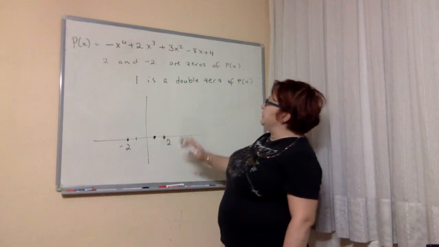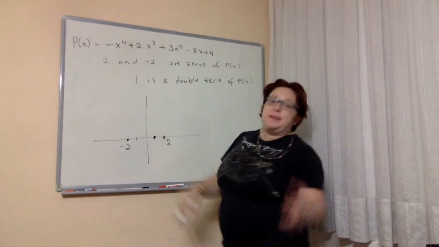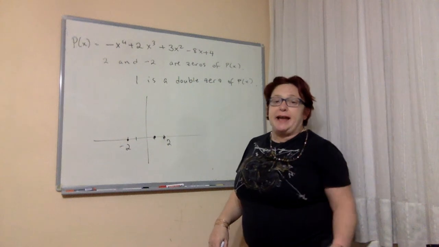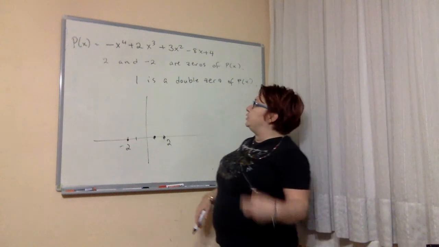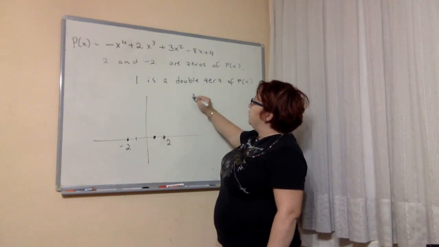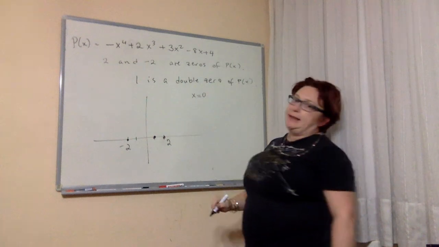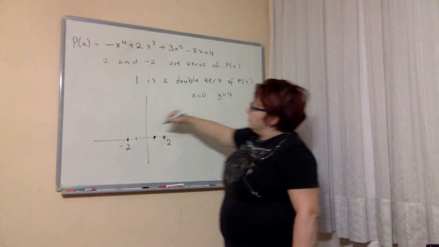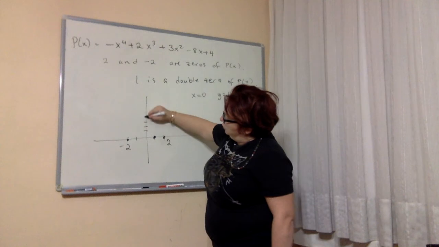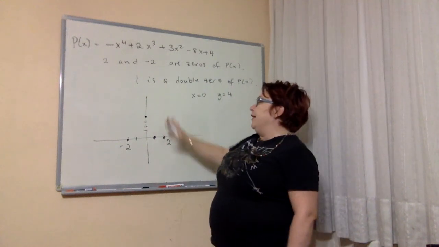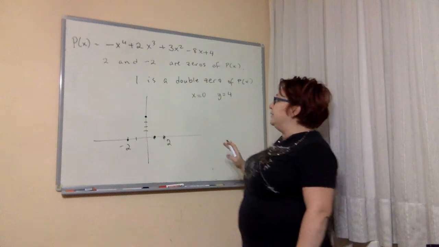Okay, now the double 0 means the graph is going to be tangent at 1. It's not going to intersect. It's simply going to be tangent to the x-axis. And if we want to get the y-intercept, the way we get the y-intercept is by plugging in 0 for x. We get a y value of 4. So we can also use the y-intercept and have our graph go through these 4 points, these 4 intercepts.